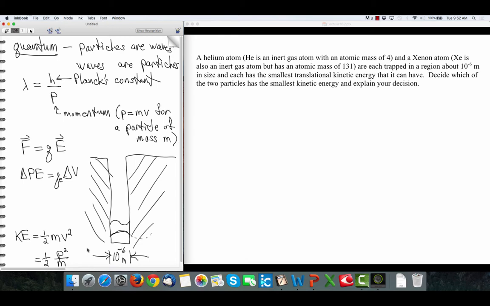So both of them are in the smallest kinetic energy. So they both have the smallest momentum they can have. So they both have the largest wavelength. So they both have that wavelength. That's the largest wavelength you can get. They have the same wavelength because they both have the largest wavelength they can get.